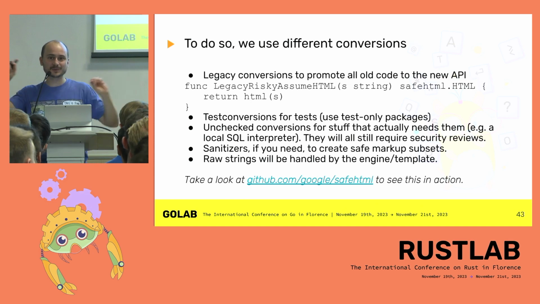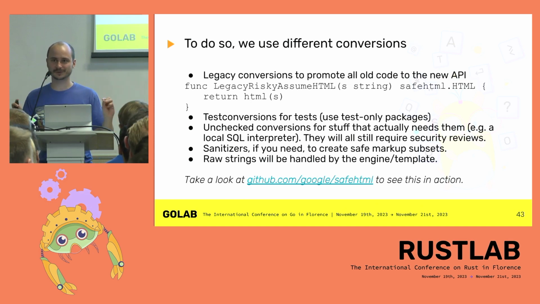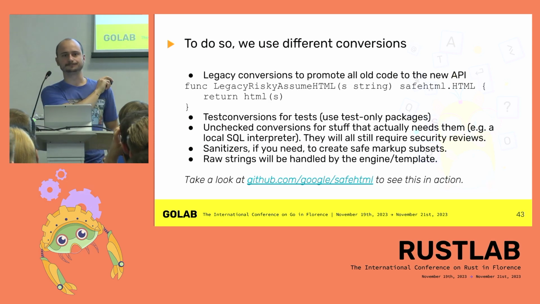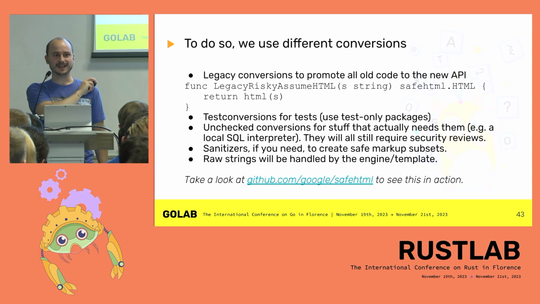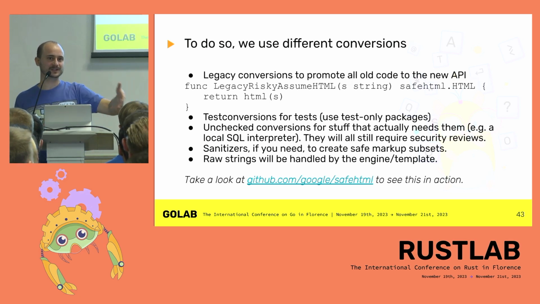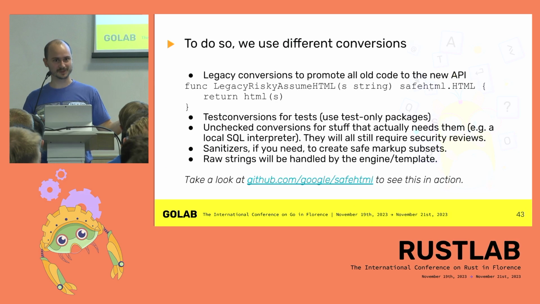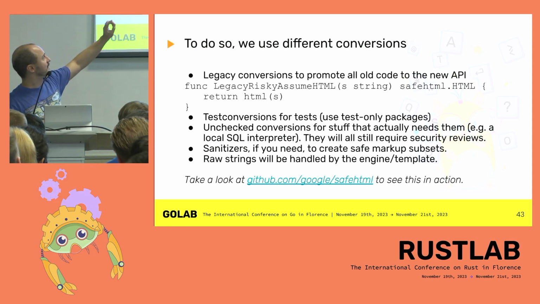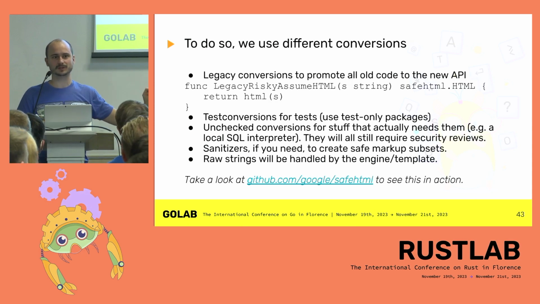So, to distinguish what was an old conversion from a new conversion, we use different names. In the safe HTML package for Go, there is this function, legacy risky assume HTML. It takes a string, returns a safe HTML. The name is quite telling. So you fill up your entire code base with these, it's fine, you know that those are problems. But at least while doing this refactor, you immediately know what the problems are, because you change the API, you see what doesn't compile, those are the problems. Now you change the names, now those are problems for security, not for the compiler anymore, but the security team or whoever cares about security has a way to grep and find where the issues are.